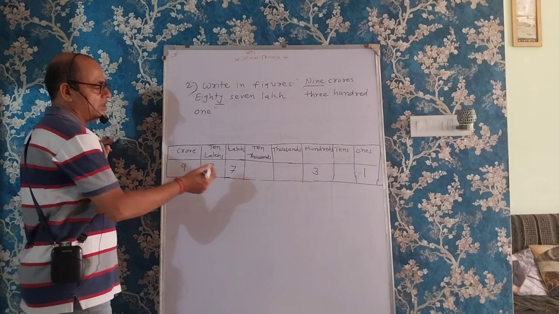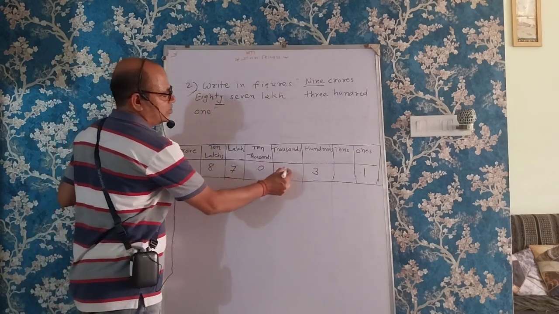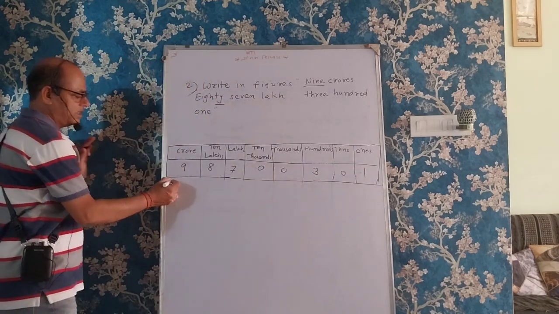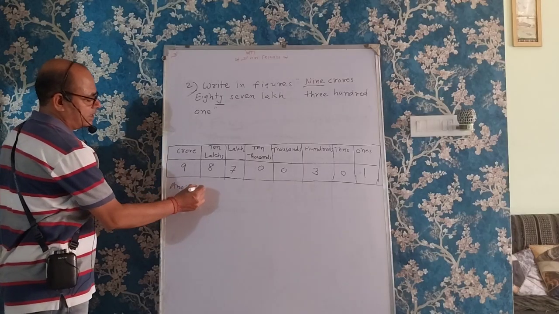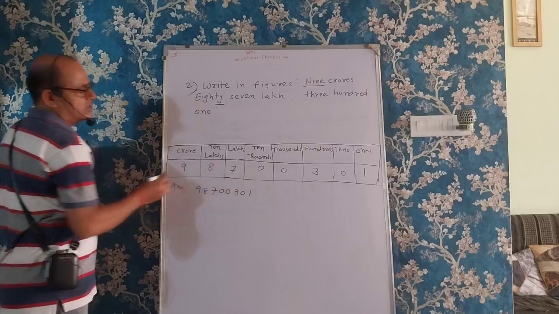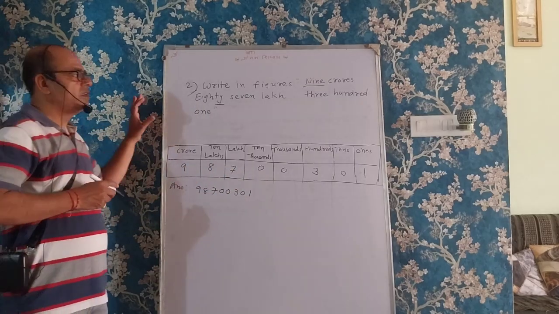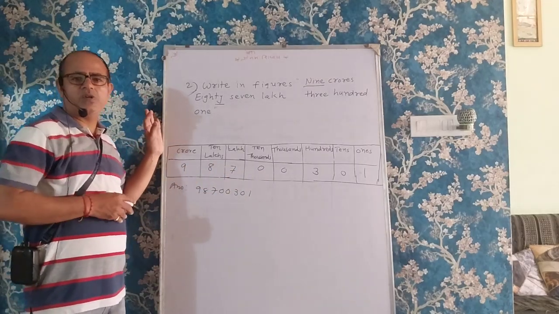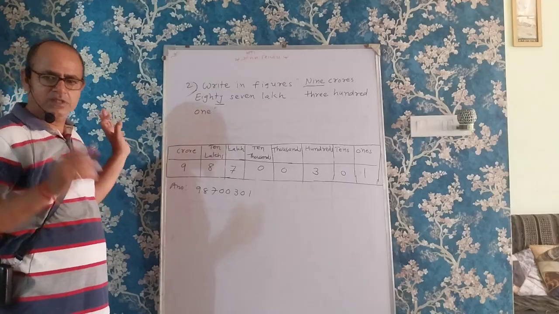Now the empty places you have to put 0. Now your answer is ready. You can write the answer 987000301. So like this you can solve the questions which are asked to write in figures or digits.